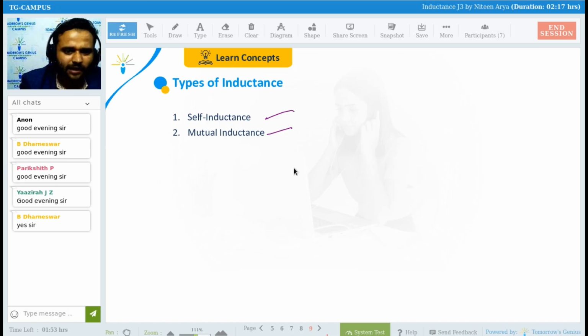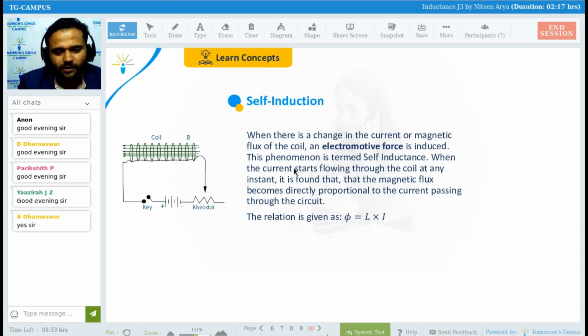So there is self-inductance and mutual inductance. There are two types of inductance. Let's look at what these are. With self-inductance, as we know, there is a coil. In this particular coil, there is a magnetic field passing through.